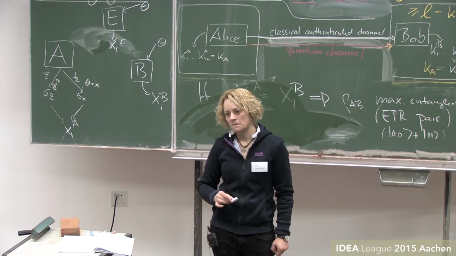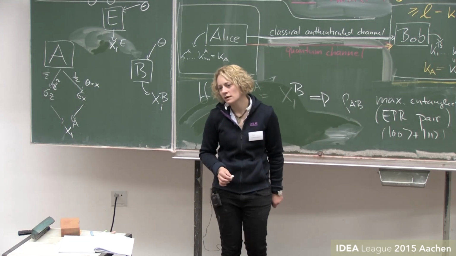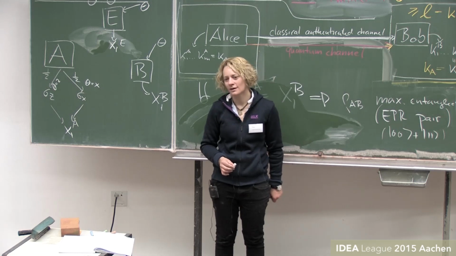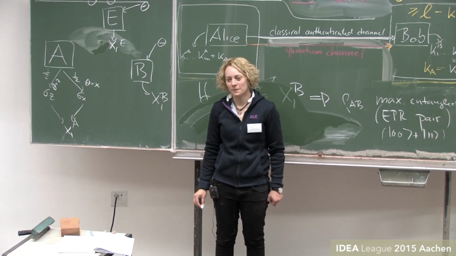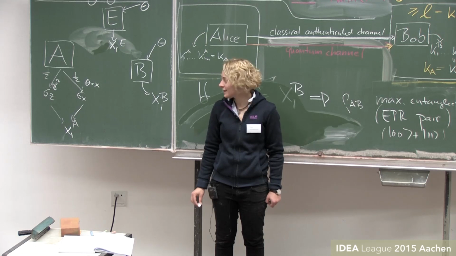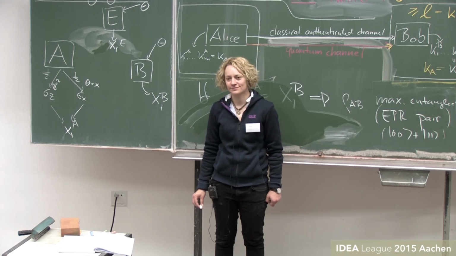Yes? So if we don't know anything about the connection between A and B, then we can use an EPR pair between A and E, and then an EPR pair between E and B, because Eve tries to read, and she can pretend to be Alice.